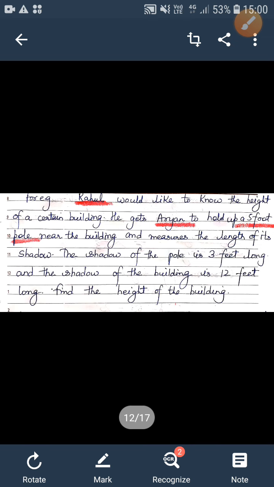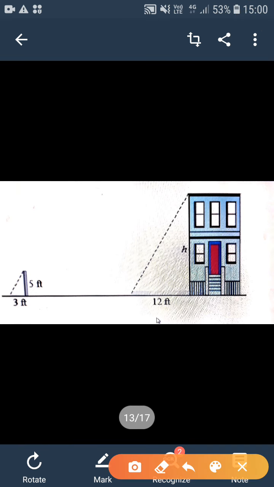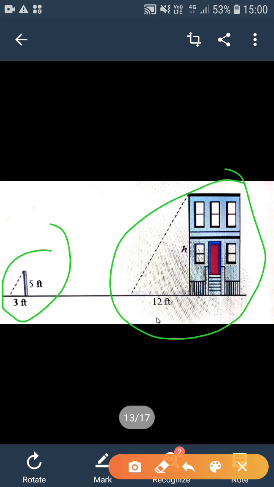We can see that there are two right triangles. One triangle is formed by the building and its shadow, and the second triangle is formed by the pole and its shadow. As the light rays from the sun are parallel, the two angles at the tips of the shadows are equal. So the two triangles will be similar, as two angles are equal: one is the right angle and the other is the angle at the tip of the shadow. So the third angle will automatically be equal. So these two triangles are similar, and we know that in similar triangles corresponding sides are proportional.